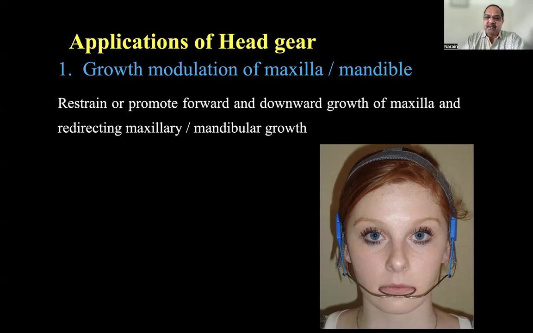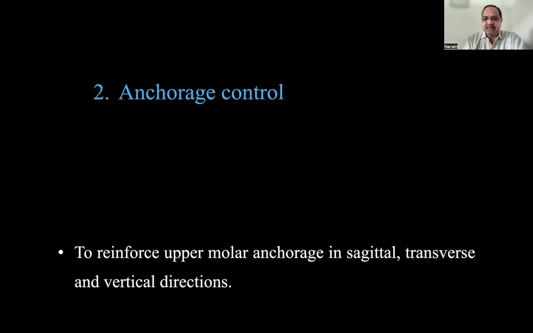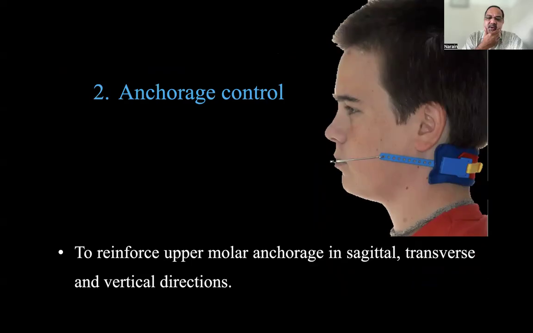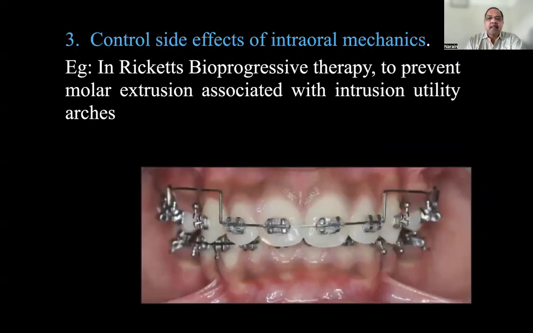Now, what are the uses of headgear? The first use, of course, is growth modulation, where you can restrict or redirect the growth of either the maxilla or the mandible in growing children. We can also use it to control anchorage wherever the anchorage requirement is very high. We can reinforce the anchorage either in the sagittal direction, transverse direction, or in the vertical direction using headgears. To control the side effects of fixed appliances also, we can use headgears.